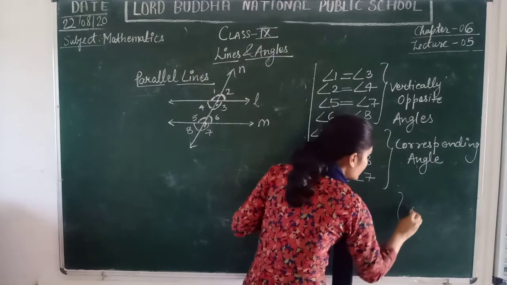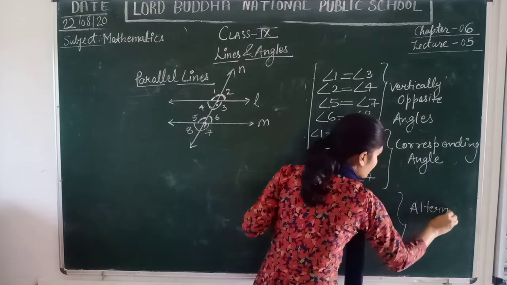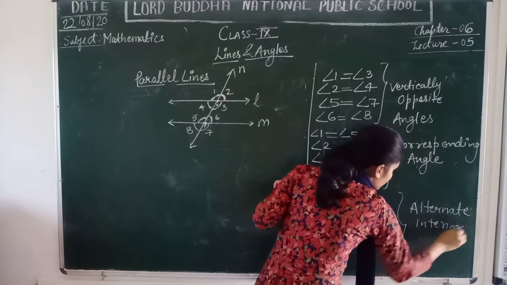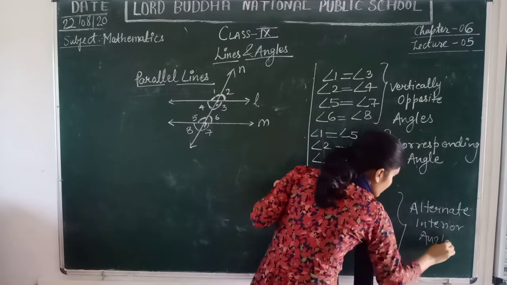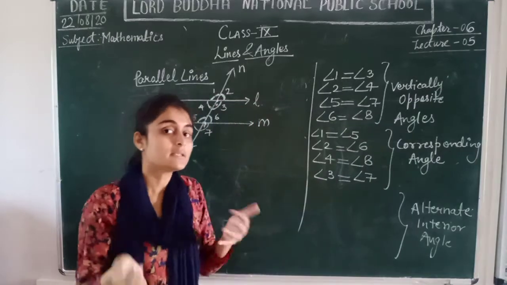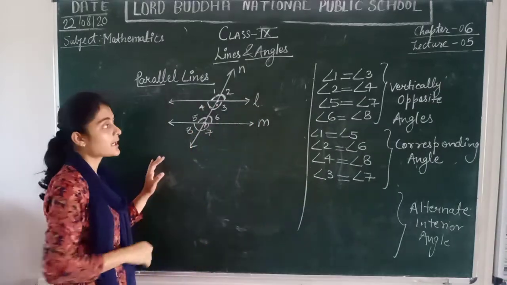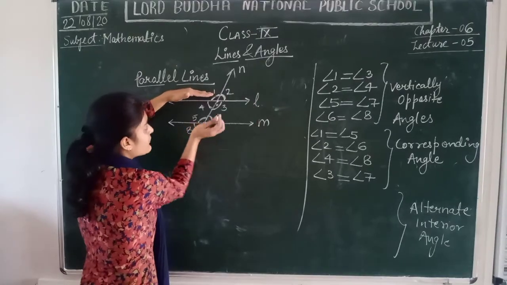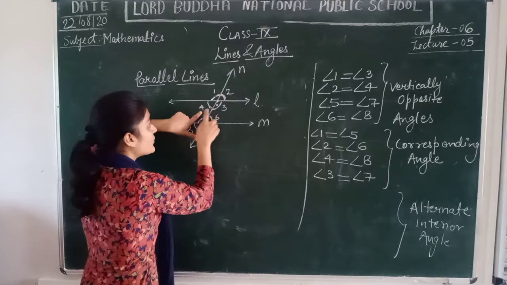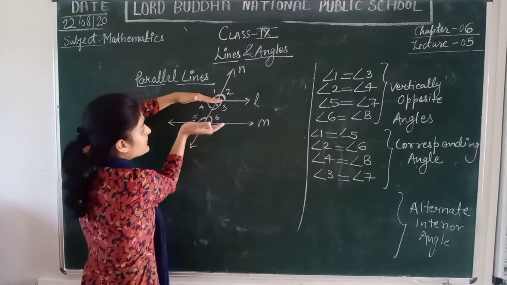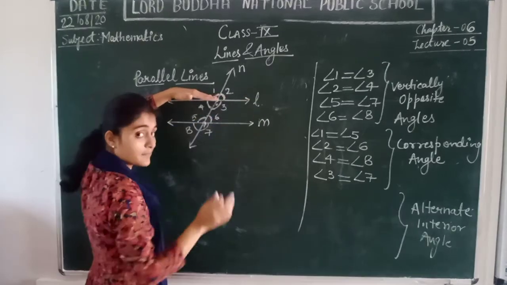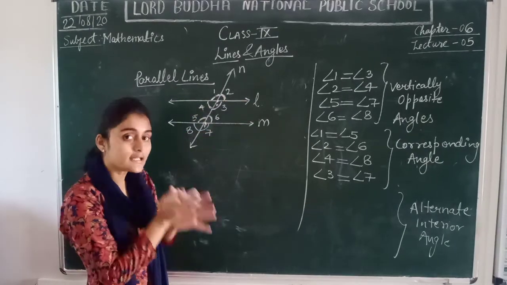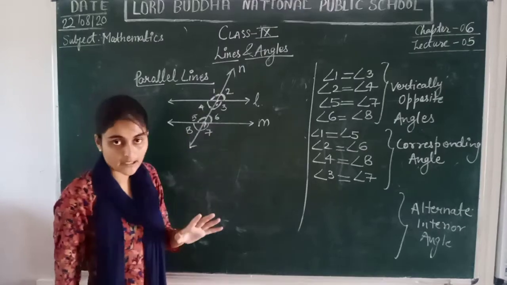The next one is your alternate angle. Alternate interior angles. Interior, as you all know, means which are made inside. Interior means inside. So let's see interior angles. In between line L and M, 4 angles are formed. You can see 4, 3, 6 and 5 are all made between line L and line M. These 4 angles are made between lines L and M, in the interior. So they all are interior angles.